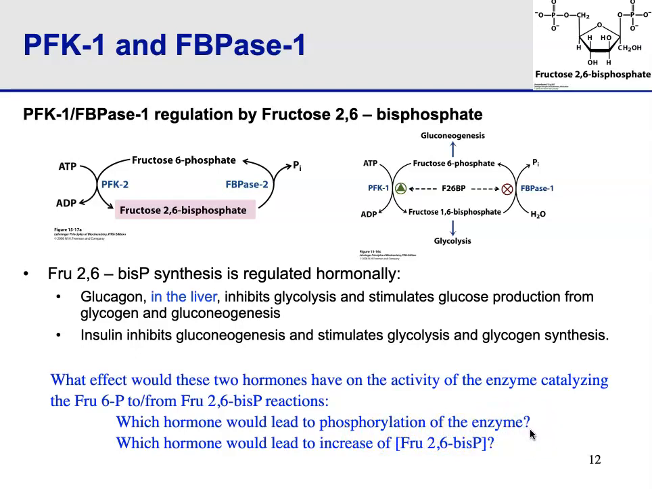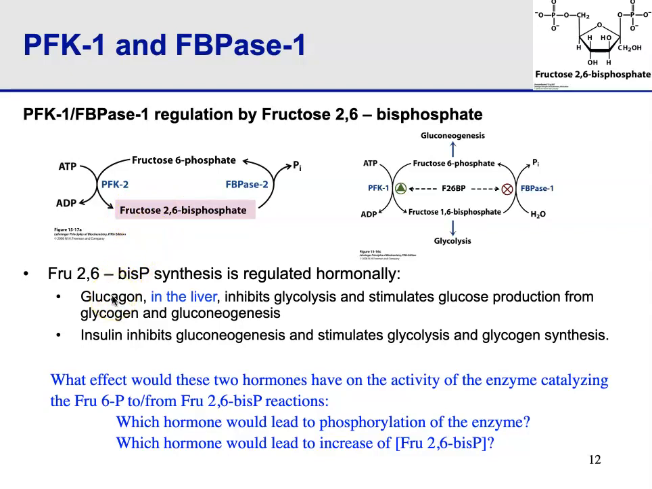Alright, so this is an excellent mind game. Think about it. What does phosphorylation of the enzyme responsible for the production or the degradation of fructose 2,6-bisphosphate do? If we phosphorylate the enzyme, we activate FBPase2, which will decrease fructose 2,6-bisphosphate. So, which of those two hormones would try to stimulate gluconeogenesis by lowering fructose 2,6-bisphosphate and turn off glycolysis?